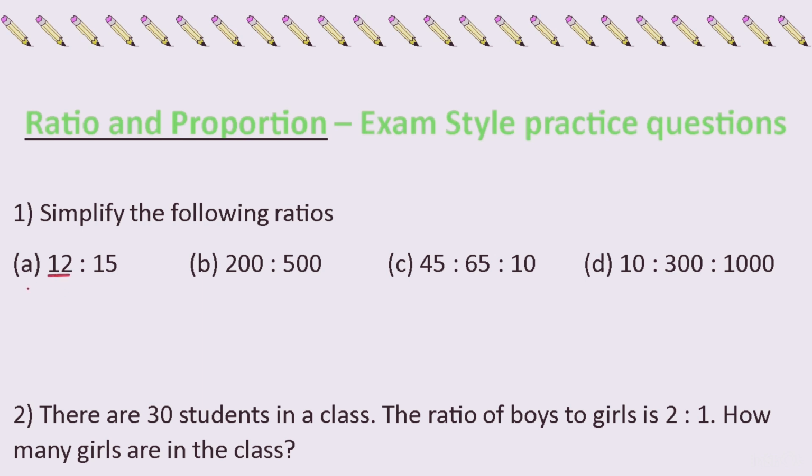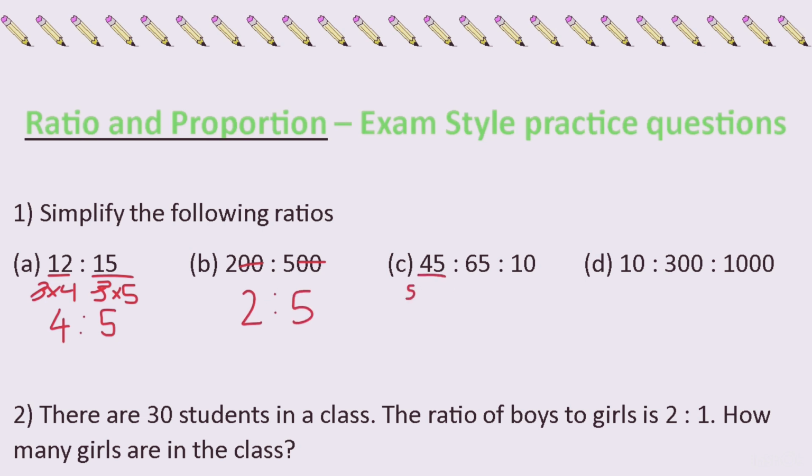Simplify the following ratios. First one is 12 to 15. Pretty simple, pretty straightforward. Just do highest common factor of both these numbers and boom, you get 4 is to 5. Second one, just cancel the two zeros. Already simplified, 2 is to 5.